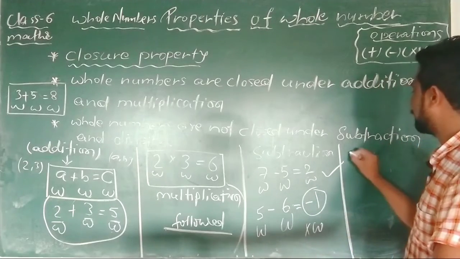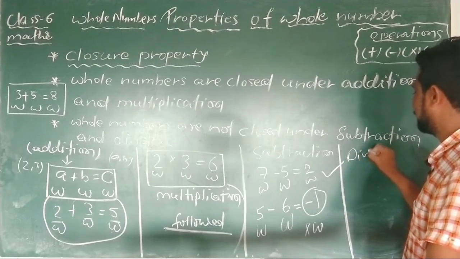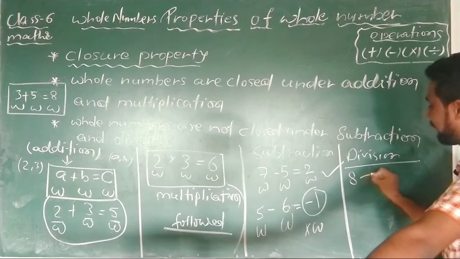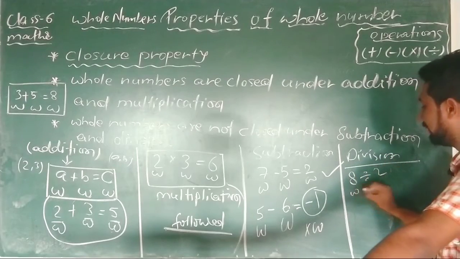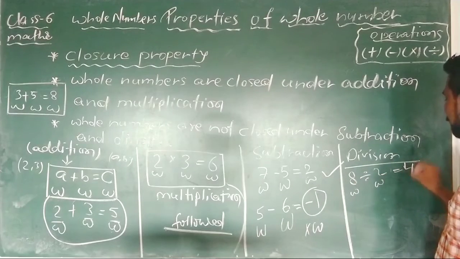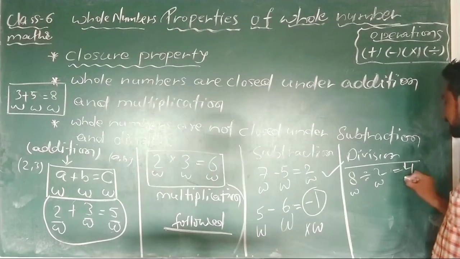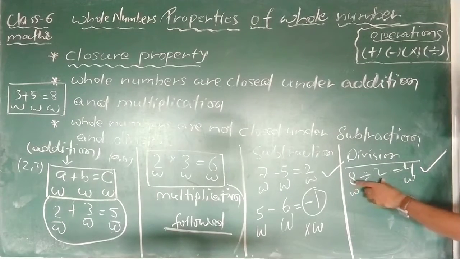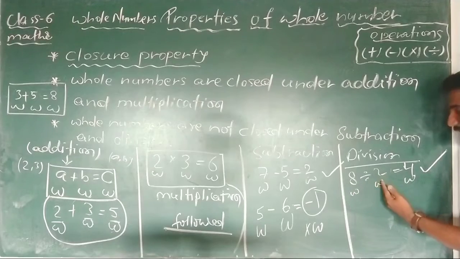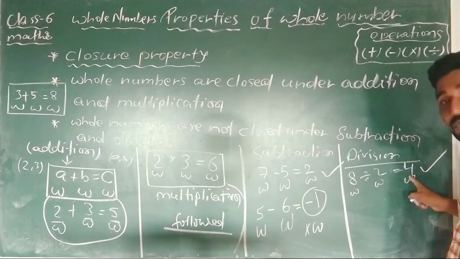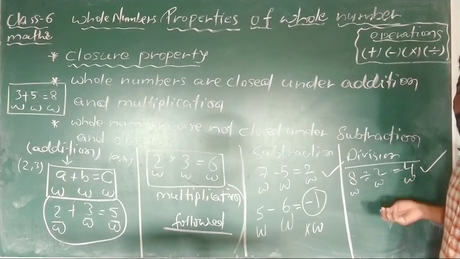Now after that, for the fourth operation, that is division. If you divide 8 by 2, 8 is a whole number, 2 is a whole number, and the answer will come 4, because 2 4s are 8, and 4 is also a whole number. So when you divide one whole number by another whole number, the answer is also a whole number. So it is followed.